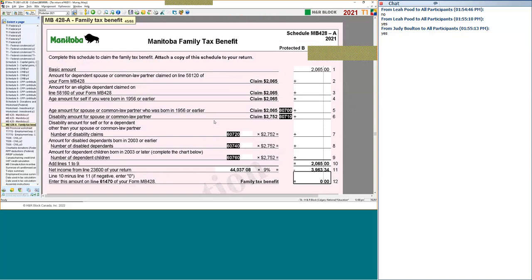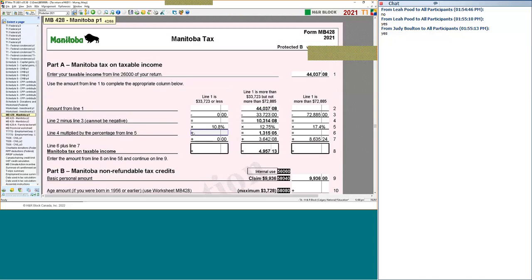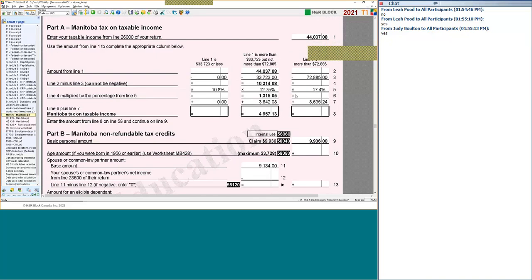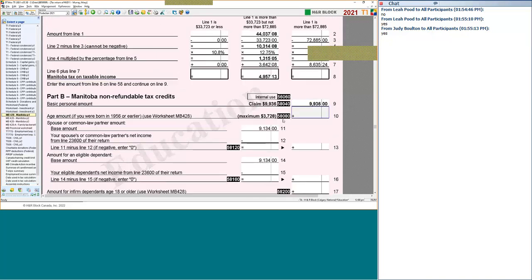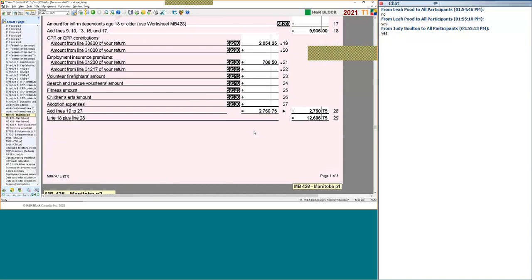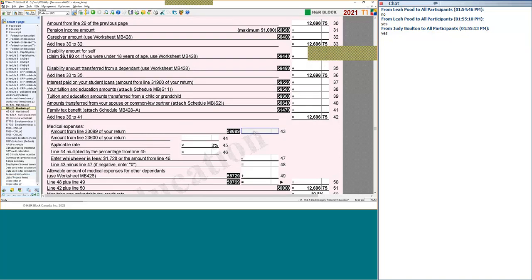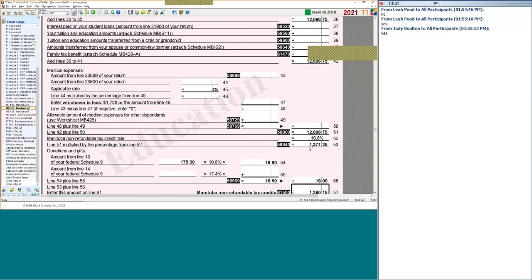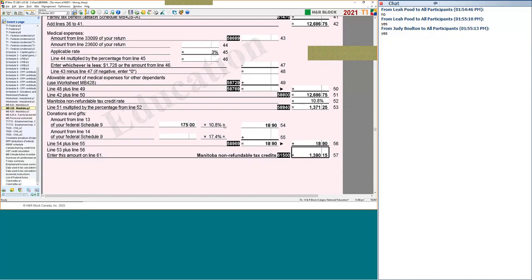Let's look at the Manitoba family tax benefit. She is not going to get that, but we did check. She's not going to get her personal credit, no refundable credit for her. Her income is too high. But she's in the second tax bracket here. She gets a basic personal amount provincially, CPP-EI, and then 10% of that, we're going to do the donations, $175.